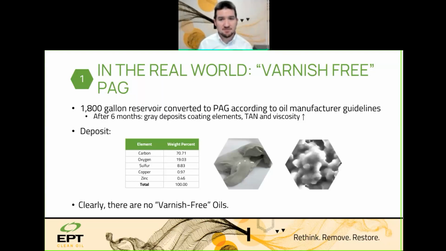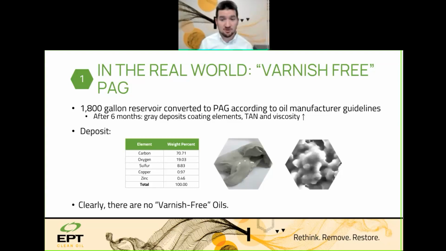Just another bit of an example here to show that PEGs, again, I do this because they're often marketed aggressively as being varnish-free products. They don't just form varnish in our test stand, they form varnish in the real world as well, unfortunately. So when you're looking at product data sheets, be aware that this is a marketing document, not a scientific document, and it should be regarded accordingly. This particular end user, they decided to replace their conventional turbine oil with a PEG-based turbine oil. They bought into the marketing, it was a varnish-free turbine oil, and they'd had varnish problems historically. So they switched out to PEG according to the oil manufacturer's guidelines.